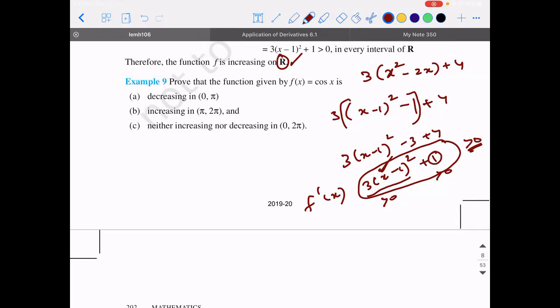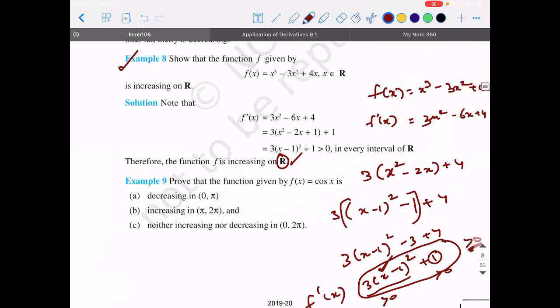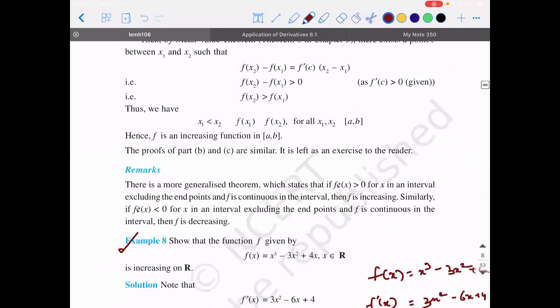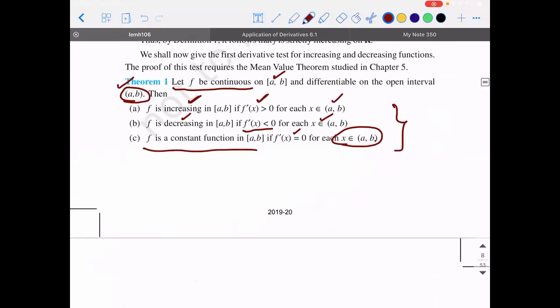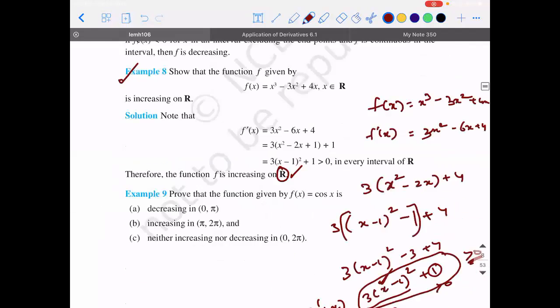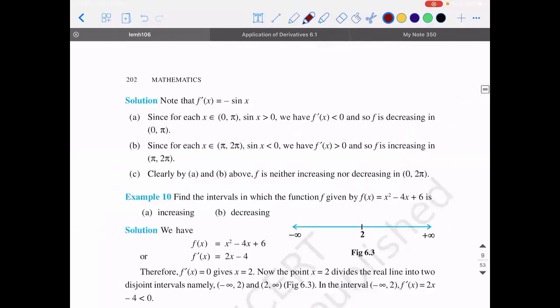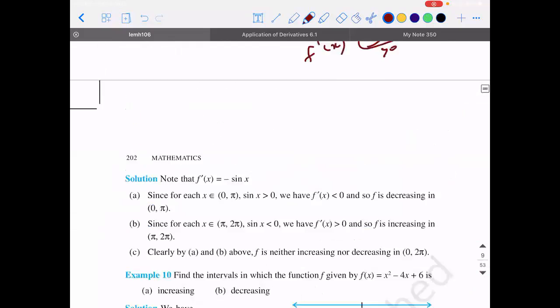Shouldn't it be greater than or equal to 0, sir? Since it's only increasing, not strictly increasing. Oh, here I didn't say that thing. For increasing, what did they say? I use that less than or equal to symbol only for the definition, not for the theorem. Okay, sir, I understand. Sir, can you solve this sum in your method, sir?